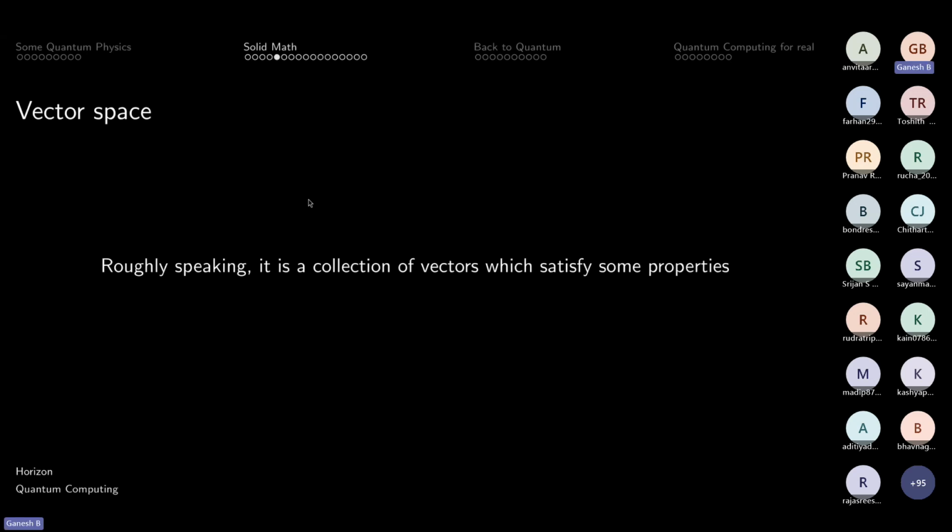So what is a vector space? A vector space is just a collection of vectors which satisfy some properties. It's just a set of vectors, but we impose certain conditions on them. So instead of randomly collecting a bunch of vectors, we collect them in such a way that they obey these properties. Why do we do that? Well, if we impose these properties, we can get some nice results out of them.